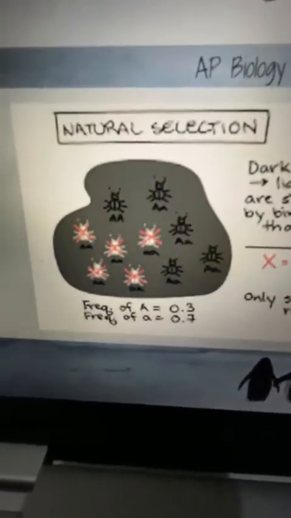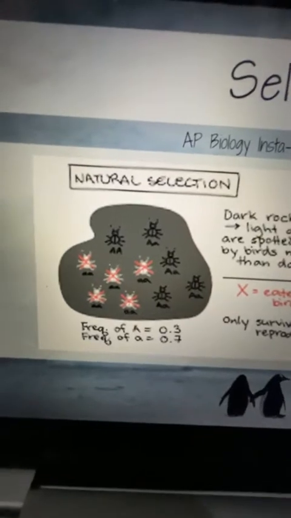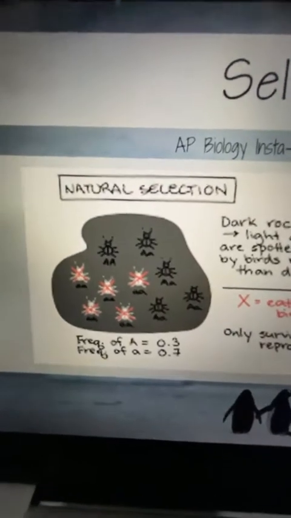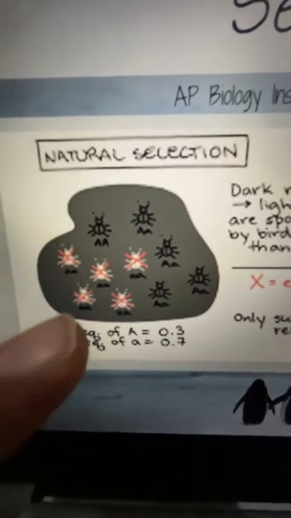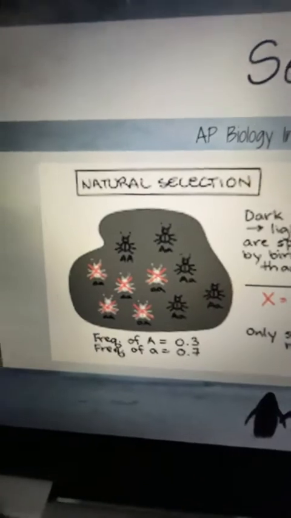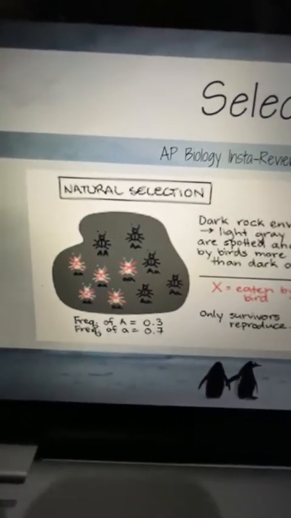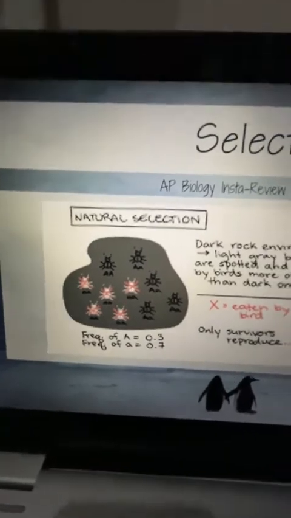Okay, so let's look at our little example. So here I have these, I don't know what they are, some type of critter. They're beetles. So these beetles, there's black beetles and there's white beetles. Of course, the white beetles can be seen on this dark rock, and so they're traditionally eaten by the bird. Okay, and so the ones that survived are able to pass on their traits, okay?